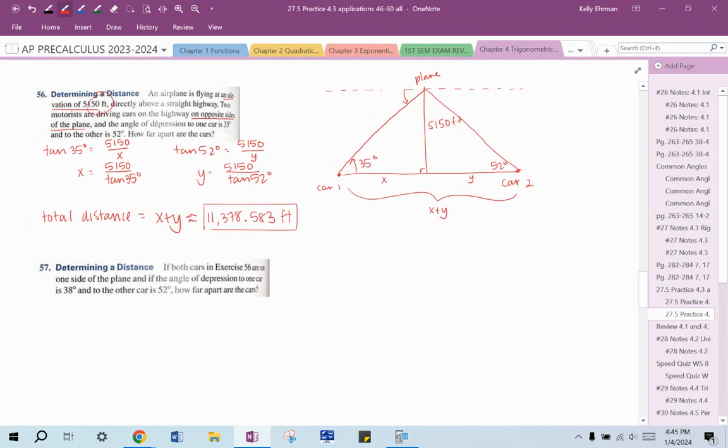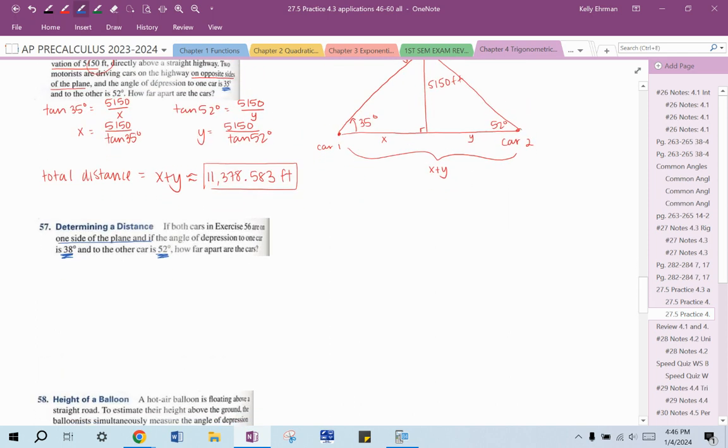All right, now the next question says if both cars in exercise 56 are on one side of the plane, and for some reason, I don't know if this is a typo or what, but they changed this angle to 38 degrees and 52 degrees. So it was 35, 52. So just kind of be aware of that. So that changes our picture a little bit.